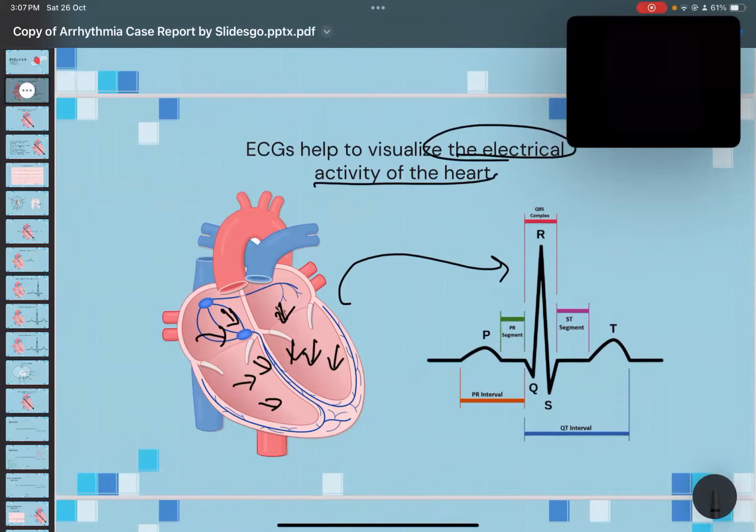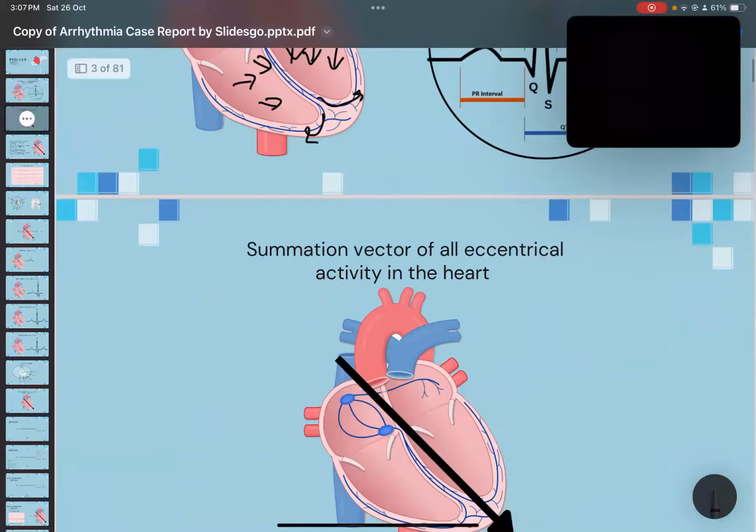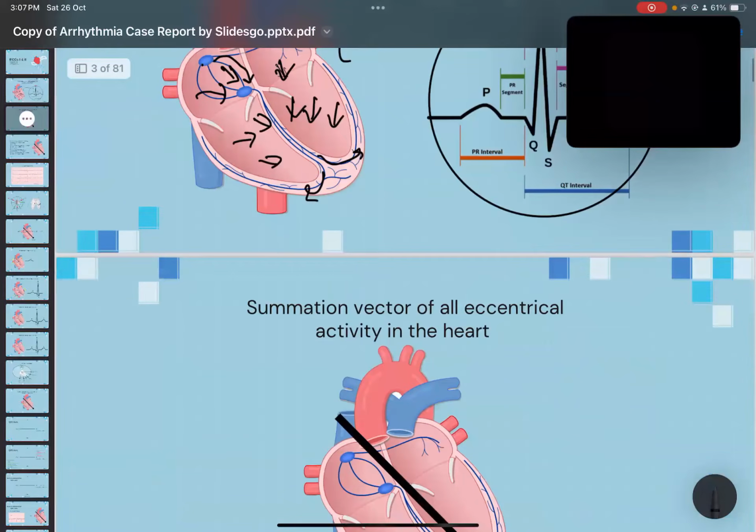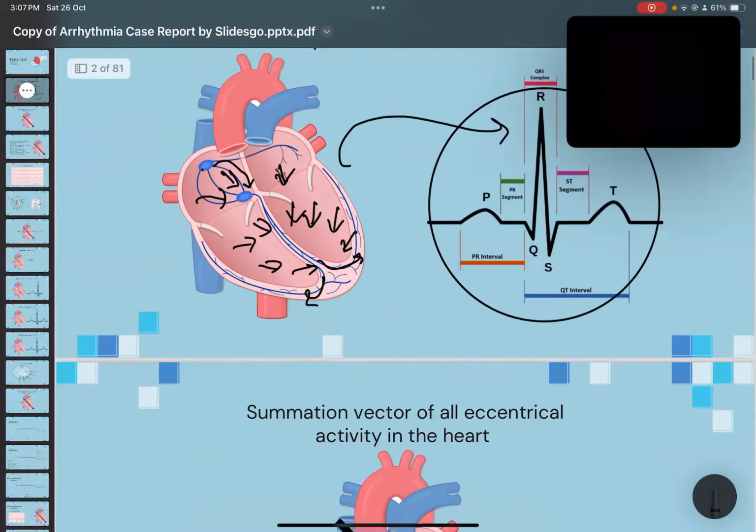So if there's anything wrong within the conduction system, if your electrical impulses are not able to travel from the SA node to the AV node, or if your AV node isn't able to conduct electrical impulses, all of that will show up on the ECG, because it helps you to visualize the electrical activity of the heart. Now, like I said, there are multiple electrical impulses being generated and your atria and ventricles are depolarizing.